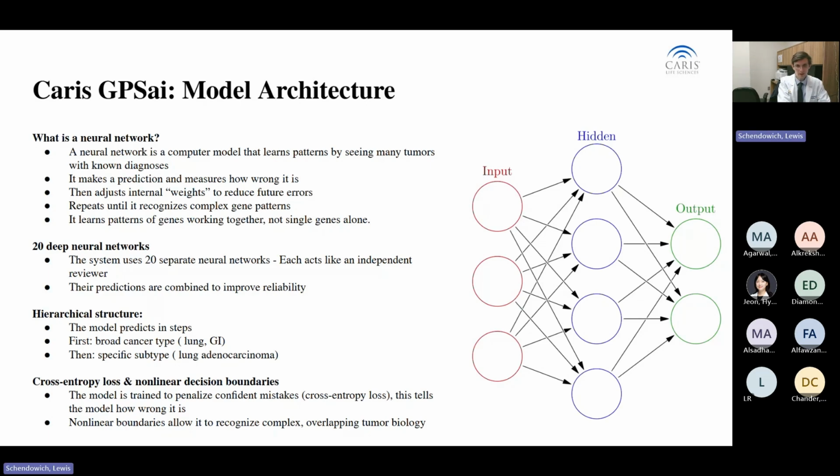Again, nonlinear boundaries allow it to recognize complex overlapping tumor biology, something that is separate from the linear model that we talked about before.